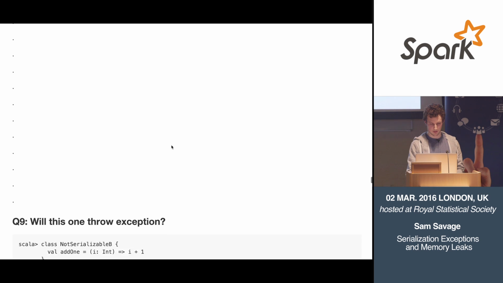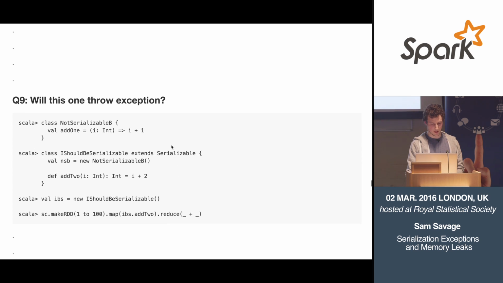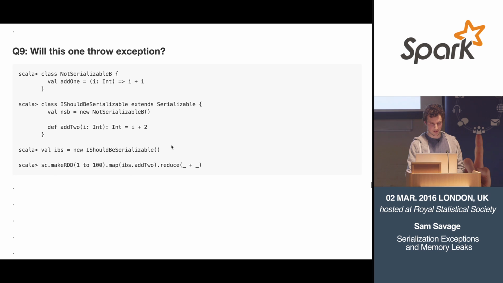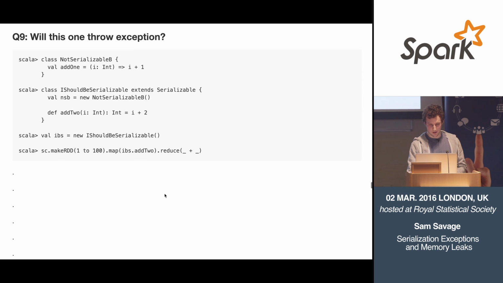So anyway, I think this is the last one, I promise. So will this one throw an exception? This one's a bit more involved. We've got a not serializable class here. We've got something which should be serializable, apparently. It says it extends serializable. It has a reference to this not serializable thing.